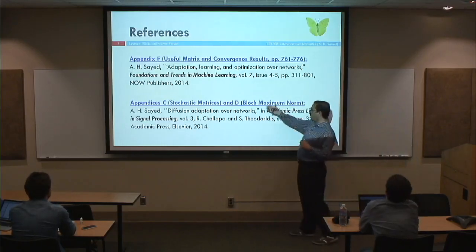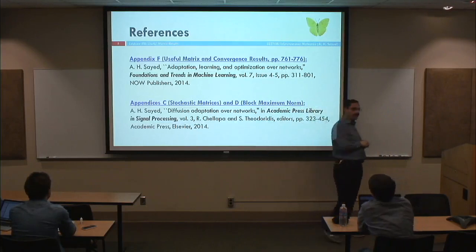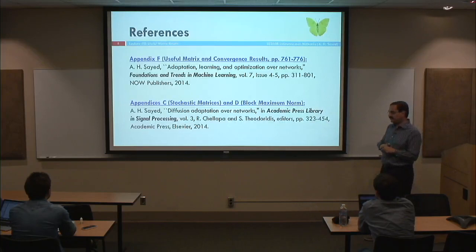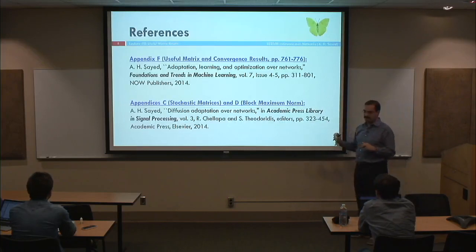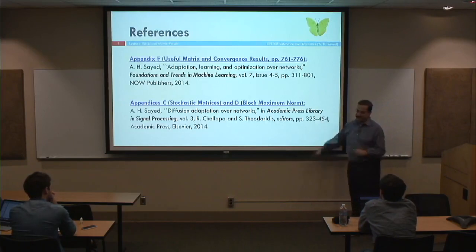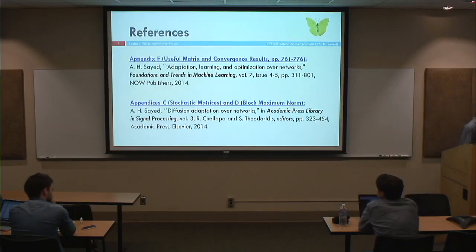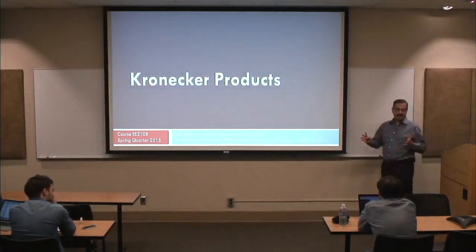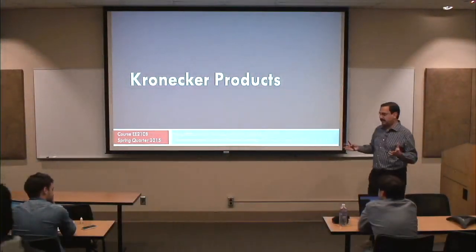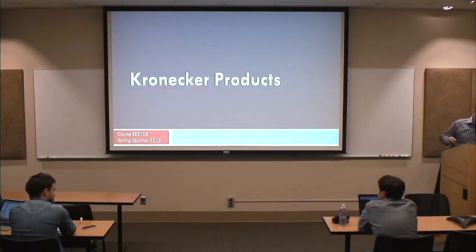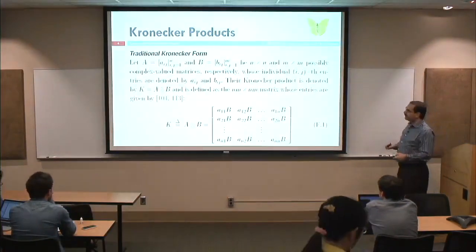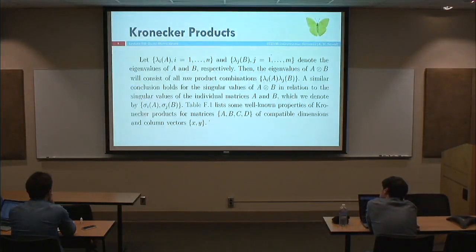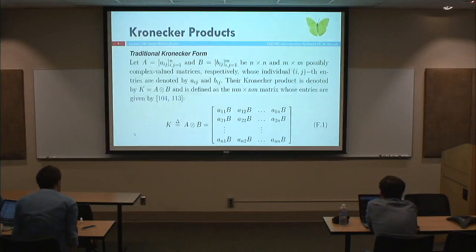So if you need to solve problems, let's say involving the block maximum norm, that's a good place for you to learn more about the block maximum norm. I will be using only some of its properties here, but if you need additional properties, this is a good reference for that. Okay, so let's start. First, Kronecker products. I assume most of you know what Kronecker products are. So what are Kronecker products? So assume you have two matrices A and B.